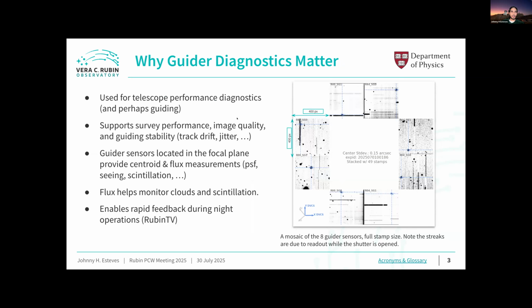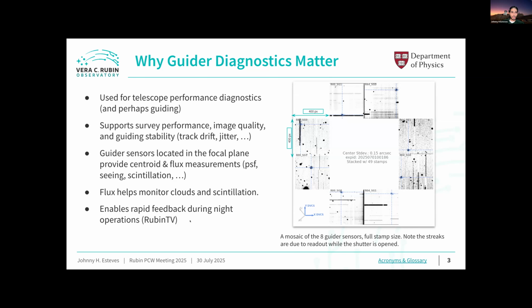Why does the guider diagnostics matter? It's going to be used for performance diagnostics, but it could be improved and could help in the future. It could be used for guiding the telescope too. For now, we can use it for server performance, image quality, and guiding stability, like track drift, jitter, and other telescope mount issues. Since the guider sensors are located in the focal plane, they provide good centroid and flux measurements of the field of view that the LSST is taking. So we can also monitor clouds and scintillation at that location.